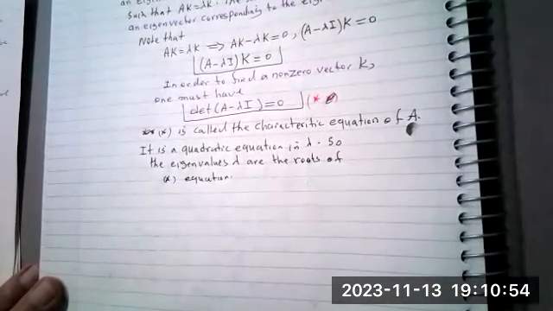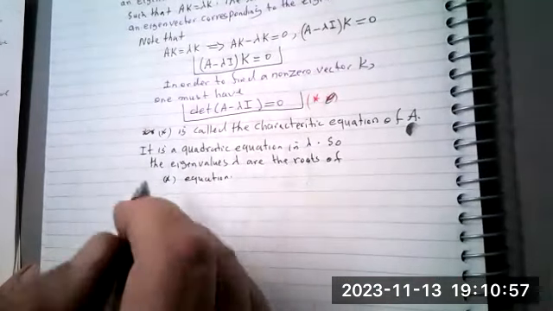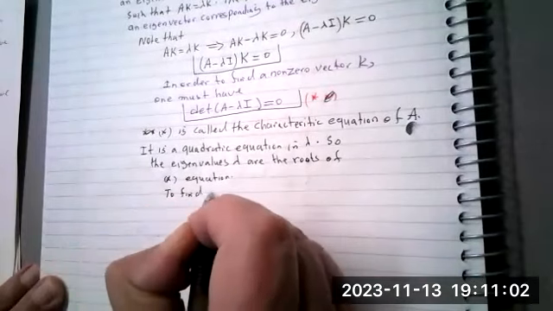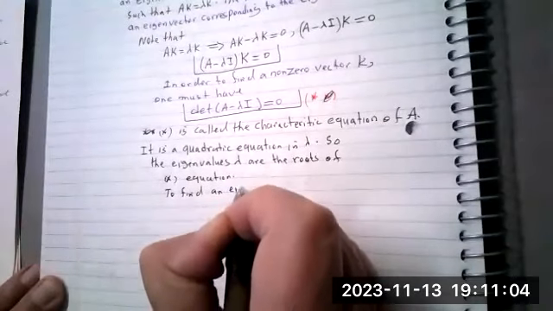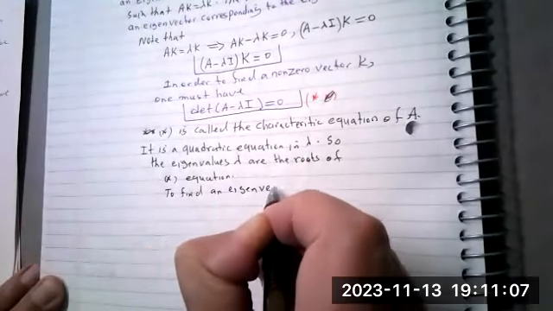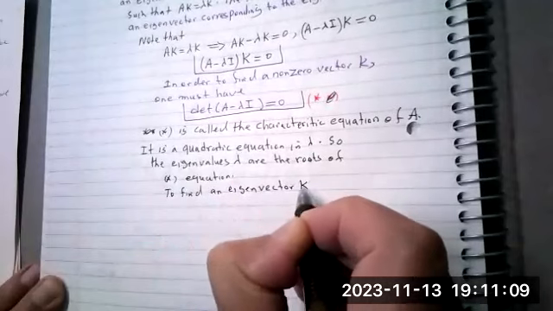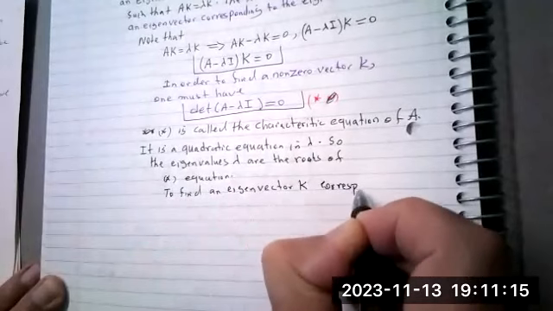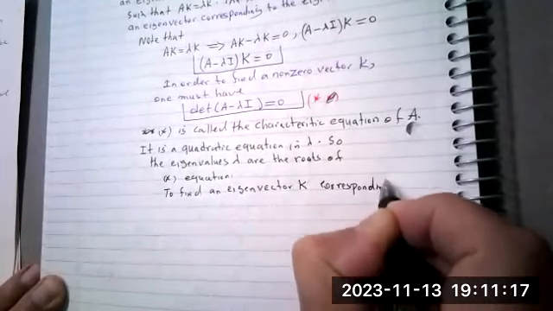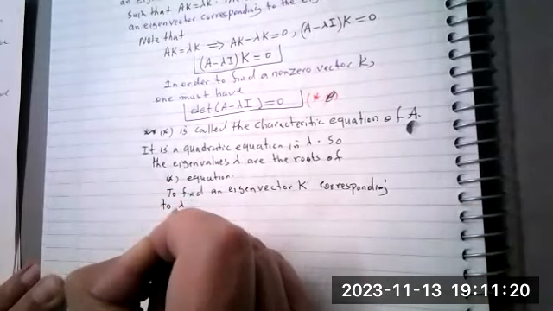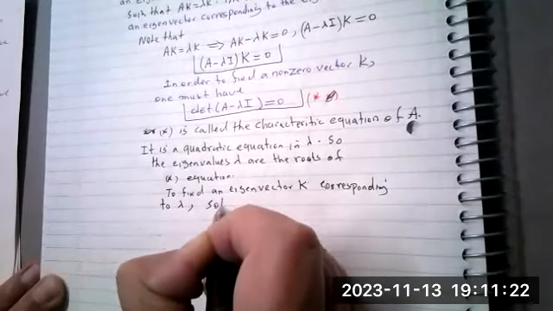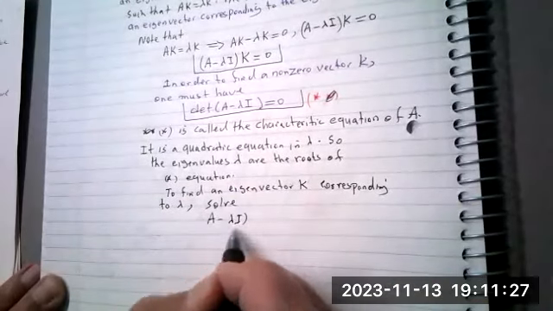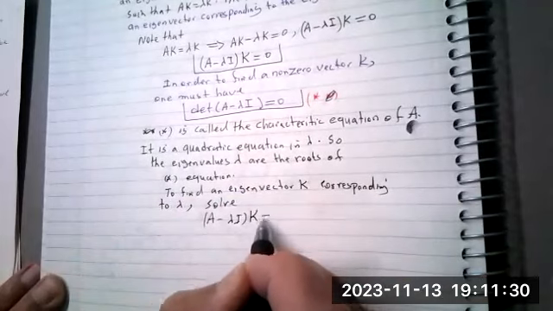As soon as you find lambda, you come back and find the K. To find an eigenvector K corresponding to the lambda, we are going to solve this equation. The equation is A minus lambda I times K equal to 0.